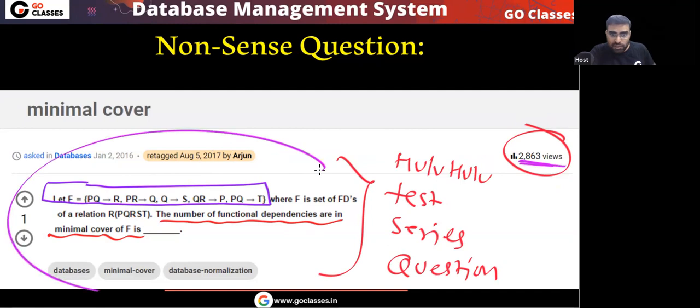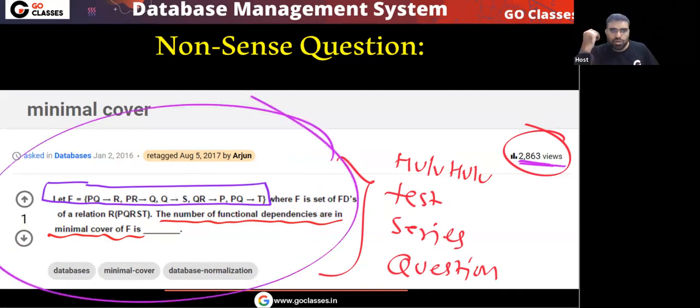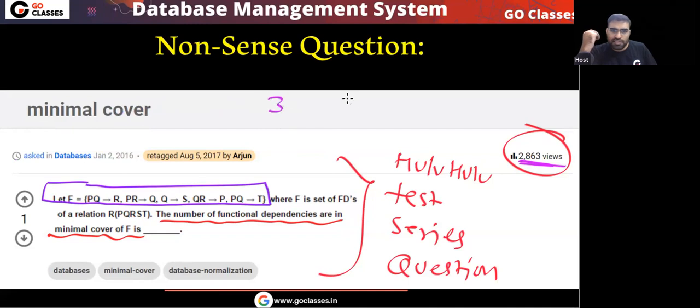They will solve it. What will students do? Let me tell you. Students will solve this question. Some student will get answer 3, someone will get 4, someone will get 5, and then they will fight with each other. They will comment that the answer will be 3. Someone will say the answer will be 4. Yes or no? Then they will fight with each other. Then they will reply.